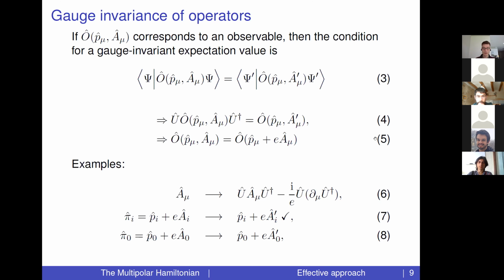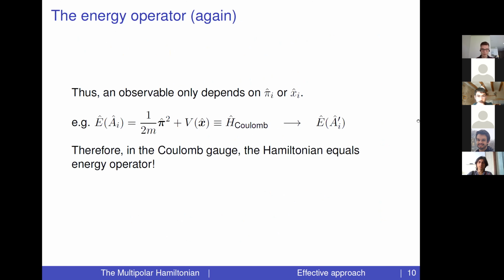Okay, so what we know now is that if we want to construct an observable, we can only have dependence on the mechanical momentum and the position operator. And so, as we saw also last time, one can construct, for instance, the energy operator of the kinetic energy associated with the mechanical momentum plus some potential energy. As we also saw, this corresponds exactly to the Hamiltonian in the Coulomb gauge for the minimal coupling Hamiltonian. And this transforms exactly as you want for an observable.